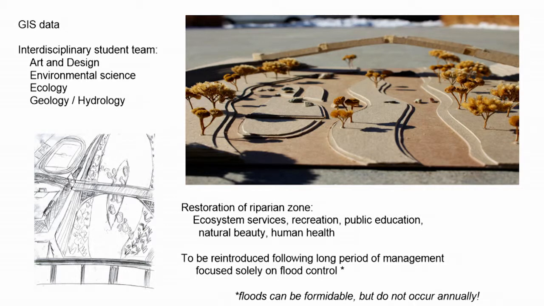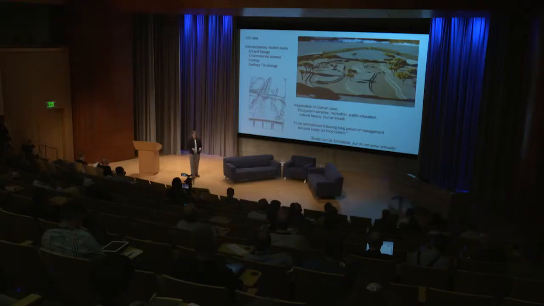One group, whose work is pictured here, focused on some planning and suggestions for restoration of the riparian zone. The riparian zone has been transformed into kind of a single focus service on transporting floodwaters out of the district. We get some severe floods, but they really don't happen that commonly. So this group focused on restoring some possibilities for recreation, public education about how wetlands should function in a location that's walkable to the college campus, the downtown, and some surrounding lower income neighborhoods, the natural beauty, and improve human health.